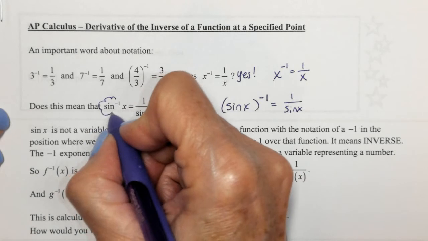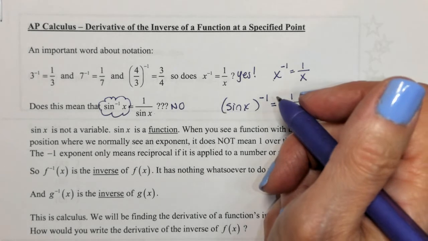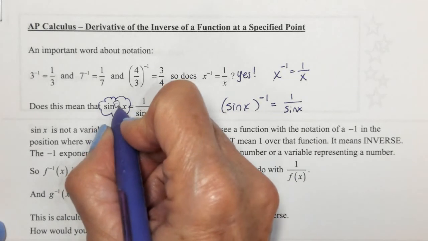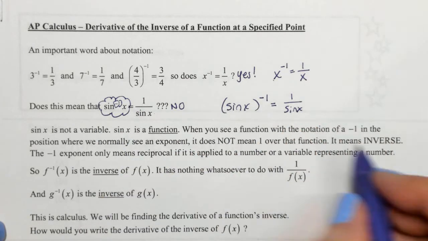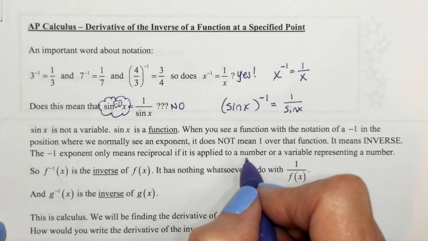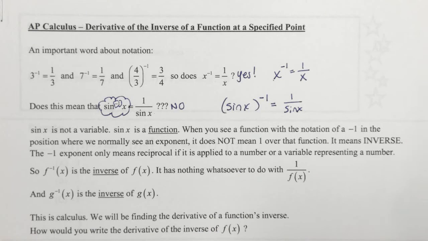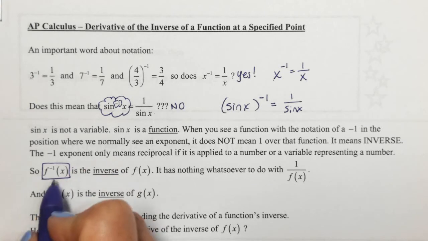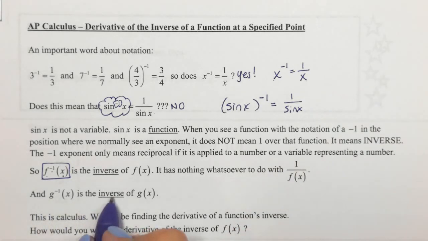But this notation, somebody a long time ago decided to make that notation the notation for the inverse of sine. So when you see this negative 1 on a function, any function, it does not mean 1 over, it means the inverse of that function. I don't know why they use that notation for inverse, but they do. So we have to live with it. So this notation is read f inverse of x. It has nothing to do with 1 over f of x. G inverse is the inverse of g.